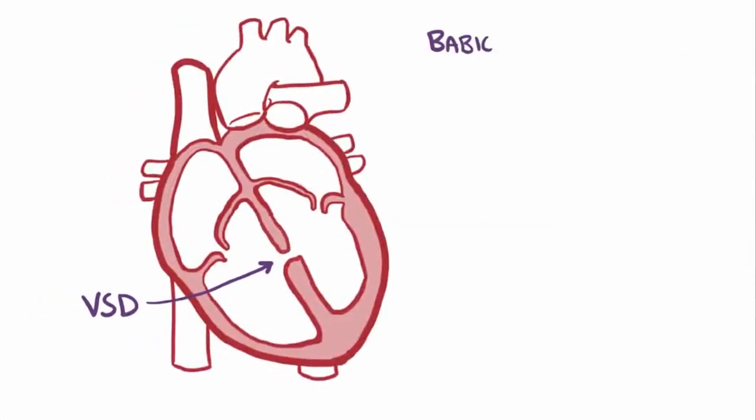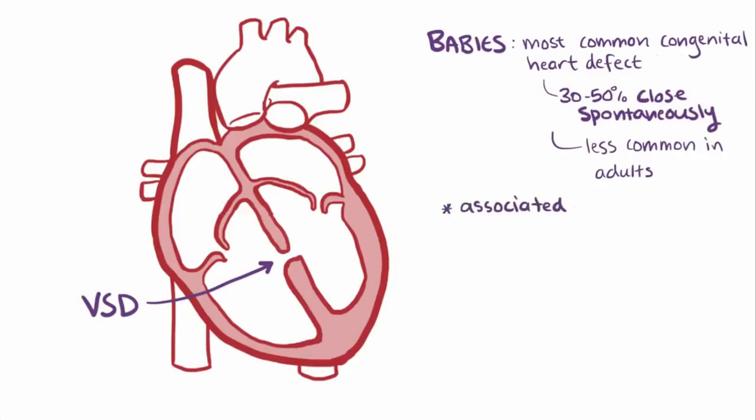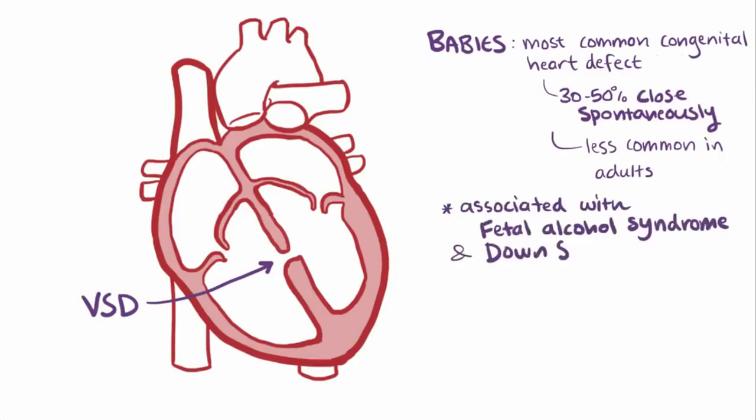Among babies, VSDs are actually the most common congenital defect overall, but 30 to 50% of VSDs can spontaneously close during childhood, which makes ventricular defects less common with adults. VSDs are associated with fetal alcohol syndrome and Down syndrome, and are often associated with other cardiac deformities as well.